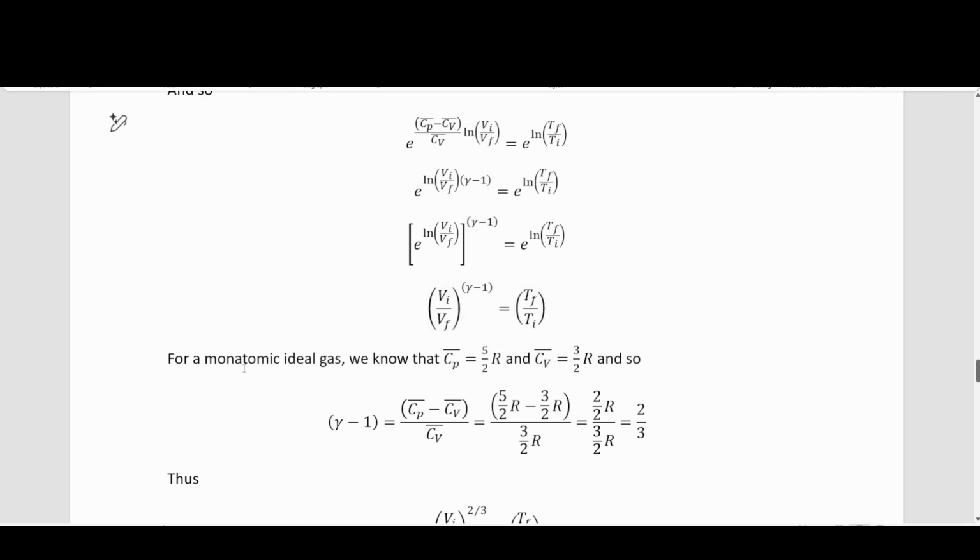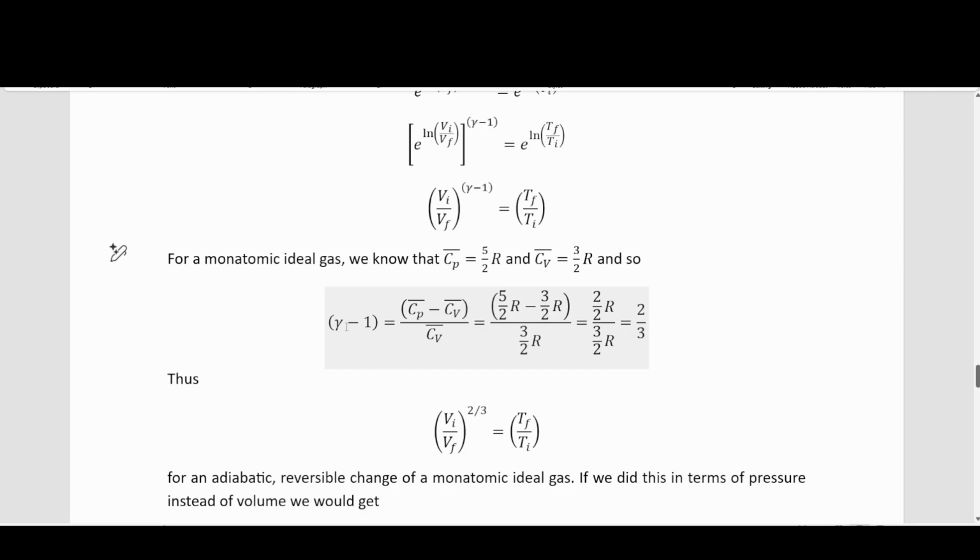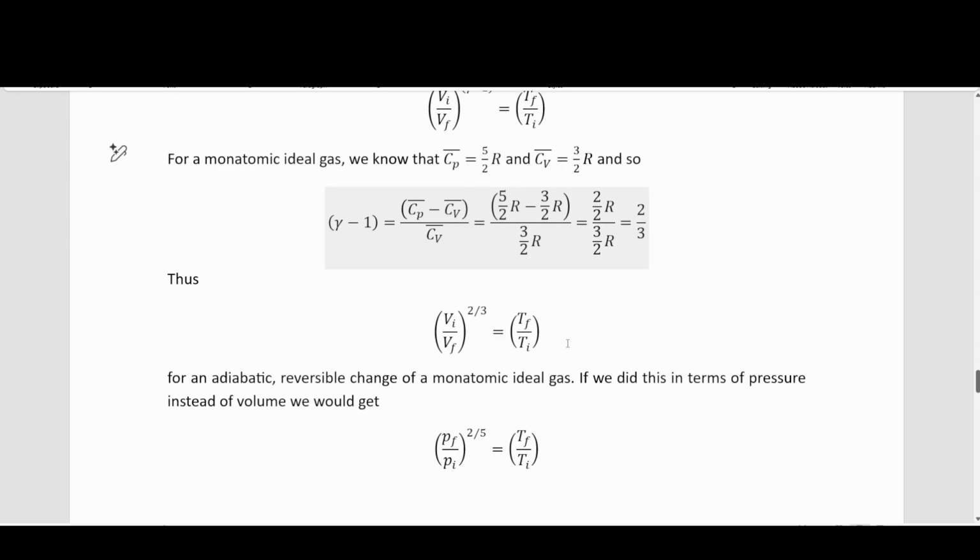We do some rearranging, and what we find is V_i over V_f to the power of gamma minus 1 equals T_f over T_i. For a monatomic ideal gas, we know that the constant pressure heat capacity is 5/2 R, and the constant volume heat capacity is 3/2 R. So we can solve for our gamma minus 1, and we end up with 2/3 right here. So that's what we put in for the gamma minus 1, and so we end up with this right here. So V_i over V_f raised to the 2/3 power equals T_f over T_i for an adiabatic reversible change of a monatomic ideal gas.